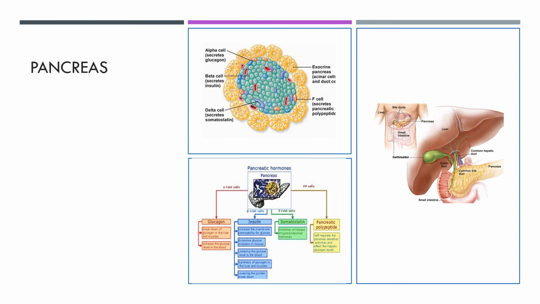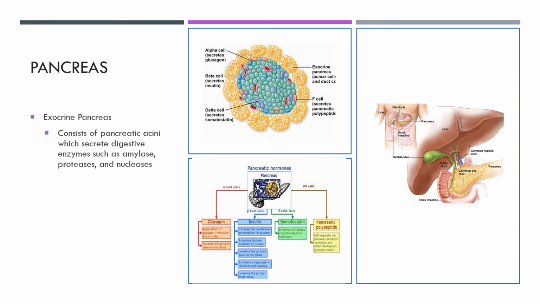Now let's look at the pancreas. We'll just talk about the exocrine pancreas and get it out of the way. So the exocrine pancreas consists of pancreatic acini, which secrete digestive enzymes such as amylase, which breaks down sugars, proteases, which break down proteins, and nucleases, which break down nucleic acids from food.